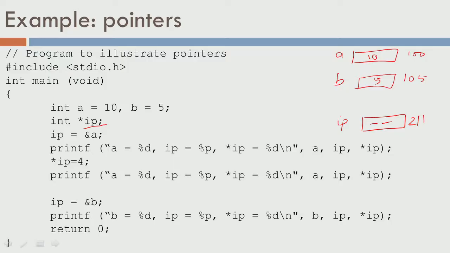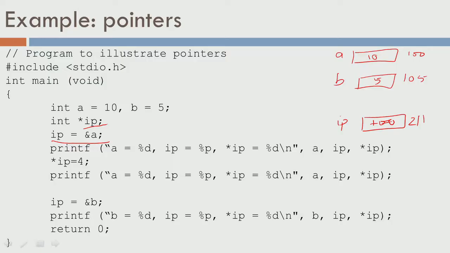Let us look at the first statement here, ip equals ampersand of a. So, ampersand of a is the address of a. What is the address of a? It is 100. So, this will contain the value 100.